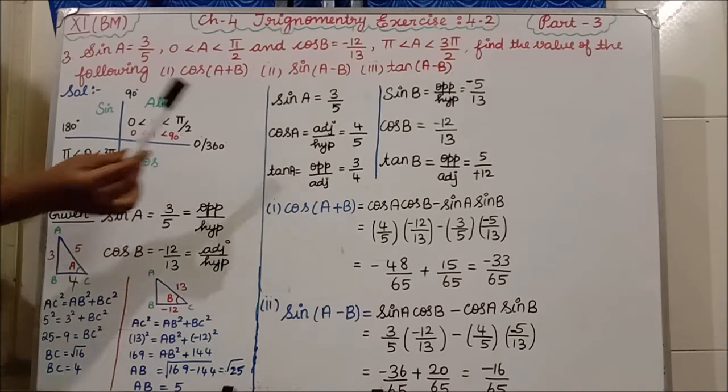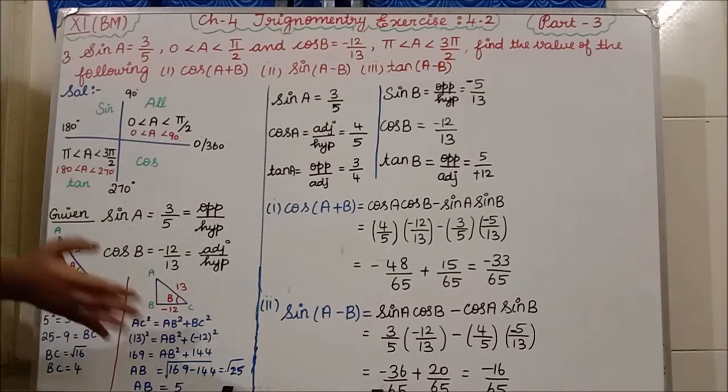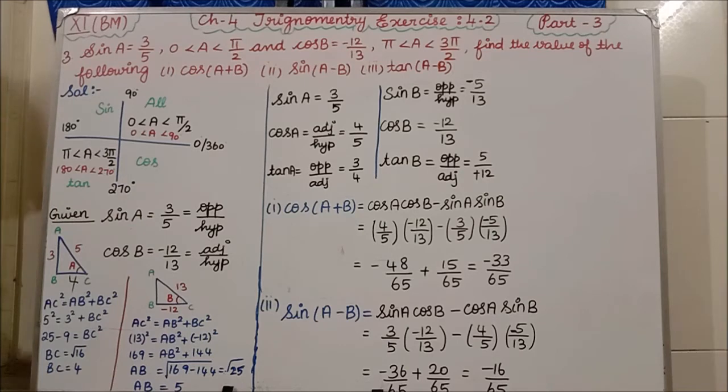Next, tan A value. Tan formula is opposite by adjacent. So opposite is what? 3. Adjacent is 4. So 3 by 4. Okay. For angle A we have completed fully. Then we have to move to angle B. Okay. Now see the angle B.